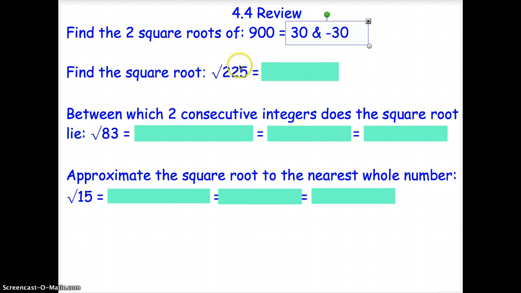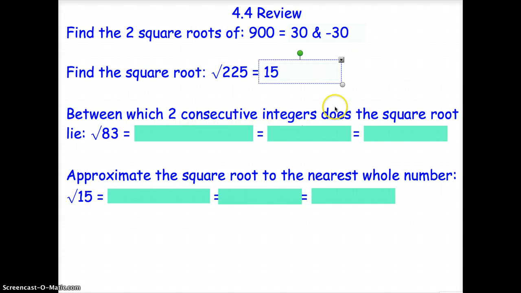Find the square root of radical 225. Notice the radical sign is telling you whether it wants positive or negative. If you have a negative sign, then of course you want a negative answer. In this case, you do not, so we have a nice positive answer.